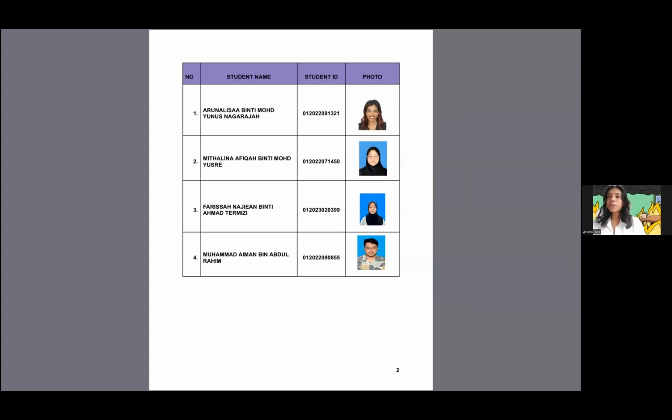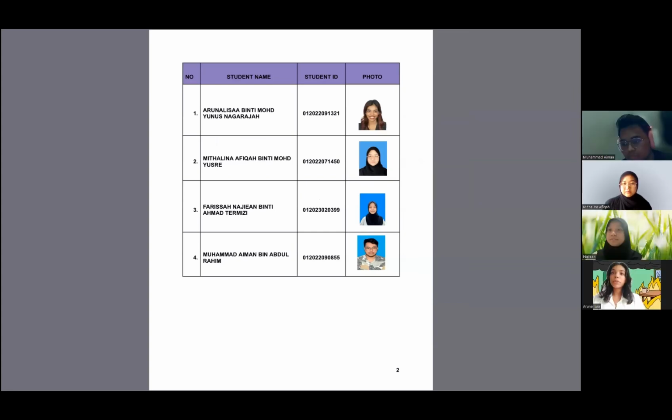So this is the group members. I'm Arunalisaa, and then we have Mithalina Afiqah and Farissah Najiean, and also Muhammad Aiman.